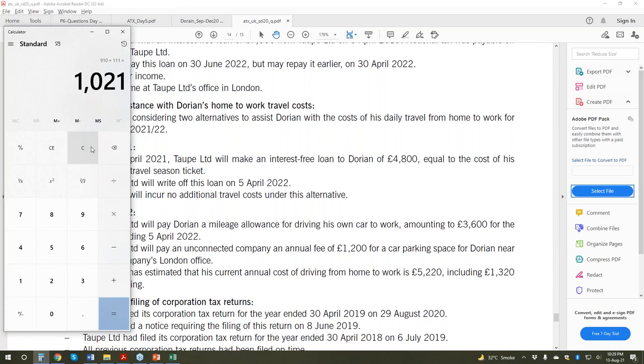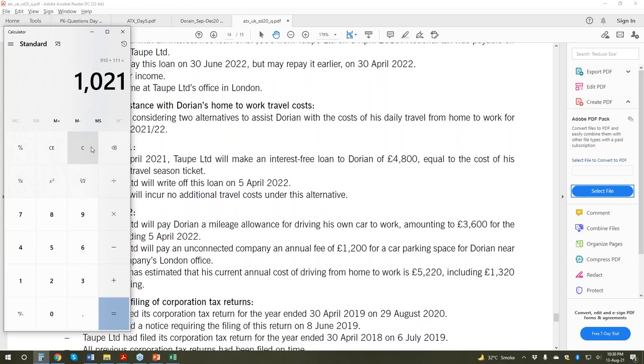Now, Rakesh has asked whether the NIC will be payable on that. The class one NIC liability will not be payable on that. Why? Because the loan has not been given to him as a loan, rather it has been given as travel assistance and later it has been written off as a loan. So the dividend tax will be payable on that. So the total tax in that option will be 1,021 pounds. That is the tax.